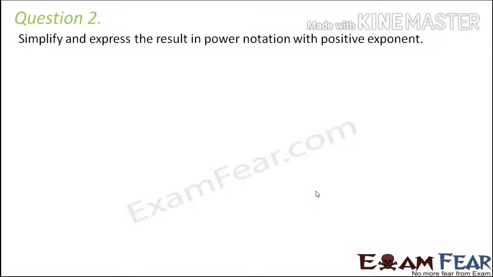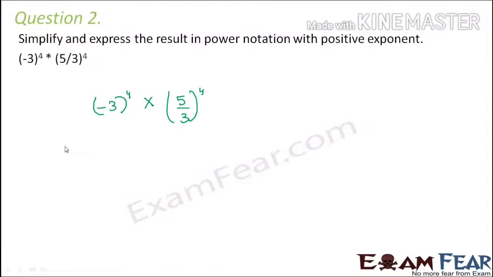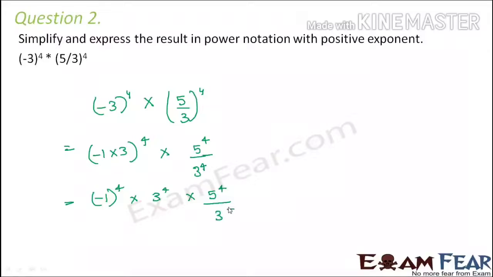Question number 2. Simplify and express the result in power notation with positive exponent. So this is what is given to you. -3 to the power 4 multiplied by 5 by 3 to the power 4. So this can be written as -3 can be written as -1 into 3 to the power 4 into 5 to the power 4 divided by 3 to the power 4. So this can be written as -1 to the power 4 into 3 to the power 4 into 5 to the power 4 by 3 to the power 4.